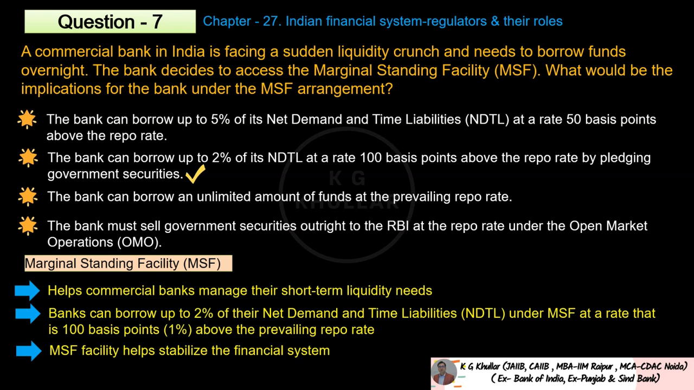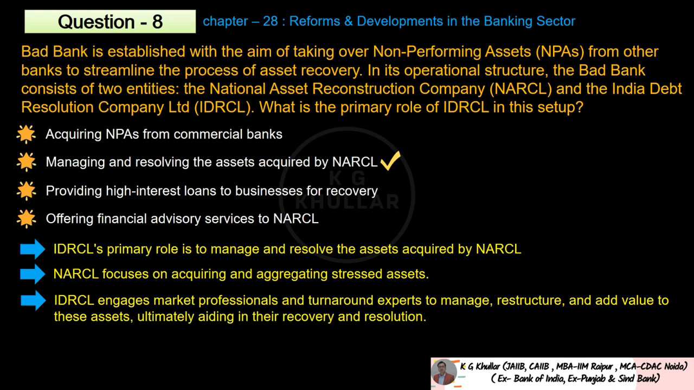The next question is from the chapter Reforms and Development in Banking Sector, and the question goes like this. Bad bank is established with the aim of taking over non-performing assets, that is NPAs, from other banks to streamline the process of asset recovery. In its operational structure, the bad bank consists of two entities, the National Asset Reconstruction Company, that is NARCL, and the Indian Debt Resolution Company, that is IDRCL. What is the primary role of IDRCL in this setup?